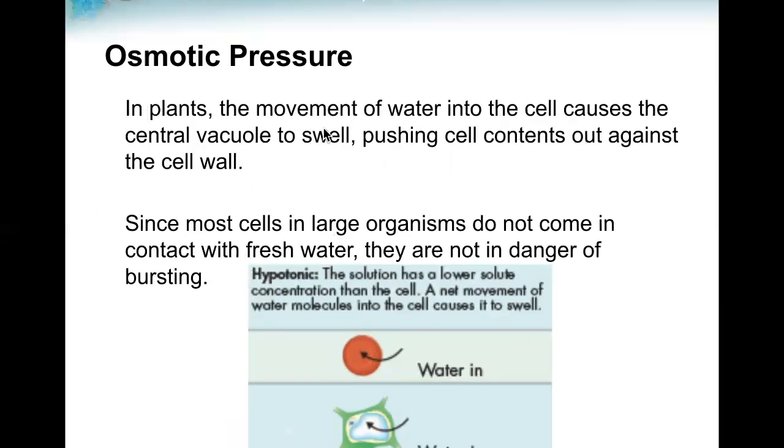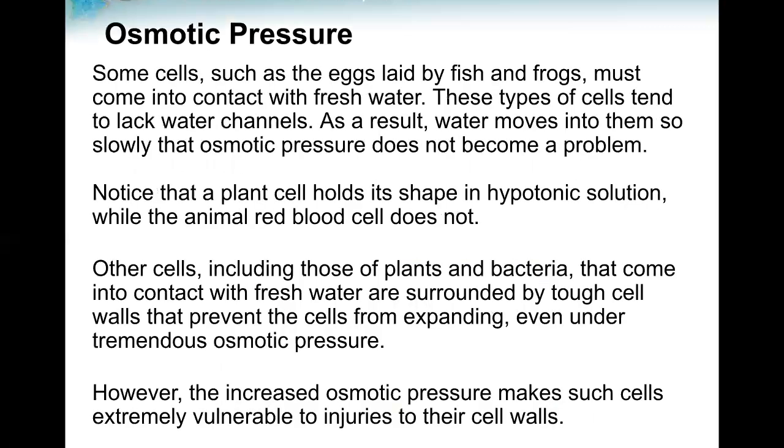In plants, the movement of water into a cell causes the central vacuole to swell, pushing cell contents out against the cell wall. So gaining water here will reinforce the cell wall. Since most cells in large organisms do not contact fresh water, they are not in danger of bursting. Some cells, such as the eggs laid by fish and frogs, must come into contact with fresh water. These types of cells tend to lack water channels.